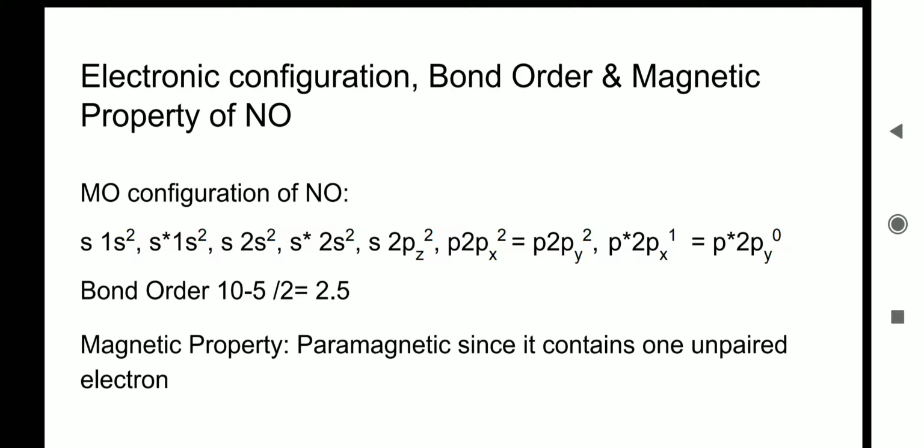S, 1s2, where S stands for sigma. So, we should write the symbol sigma over that, followed by the next orbitals, and here I have written p 2px2, p 2py2. The p means pi, so it should be replaced by the symbol pi while you are writing it in your notebook. Now, let us talk about the magnetic property of this molecule. Since this molecule has one unpaired electron, it will be paramagnetic in nature.